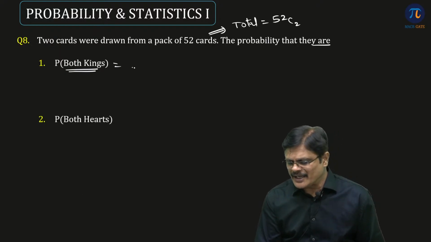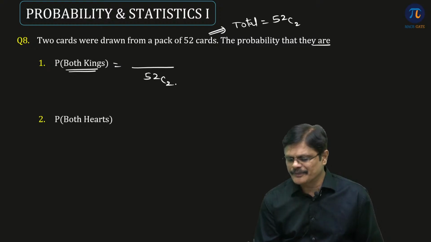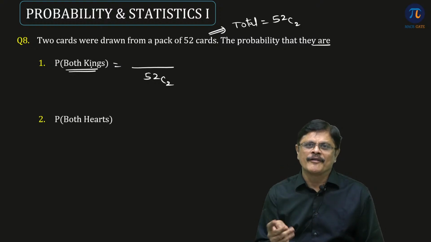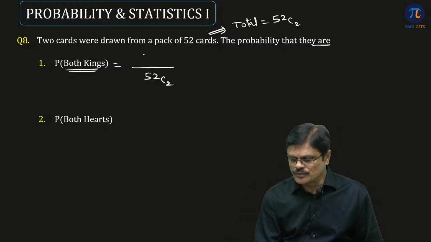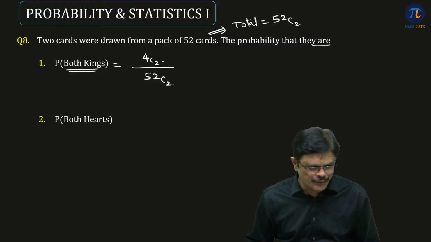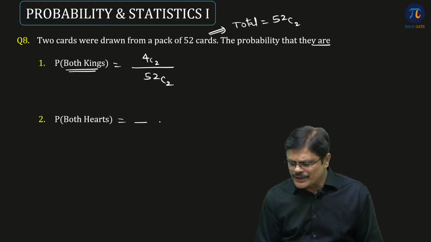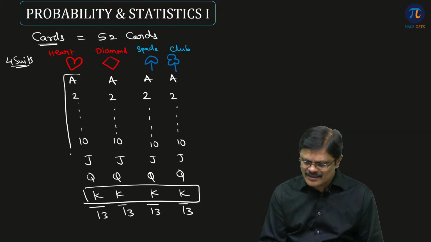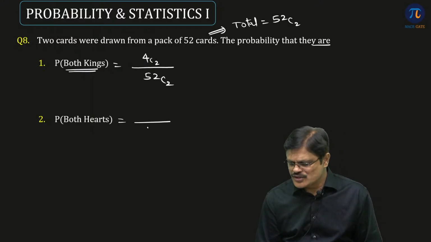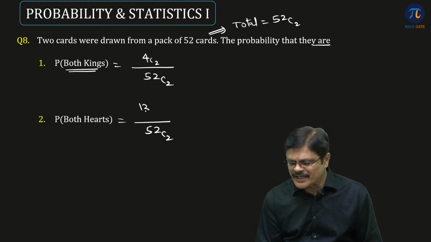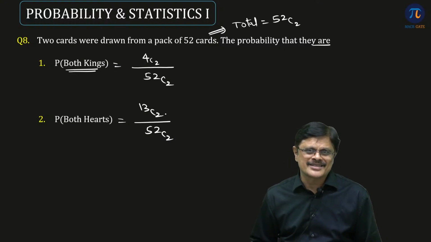So the denominator is 52 C2 and the numerator is, how many kings are there? 4. From that, how many you are selecting? 2. Because both the cards which are selected are kings. That can be done in 4 C2 ways. Both the cards are hearts. So how many hearts are there, sir? There are 13 hearts. So 52 C2 total, favorable: out of 13 you have to select 2 cards, 13 C2.